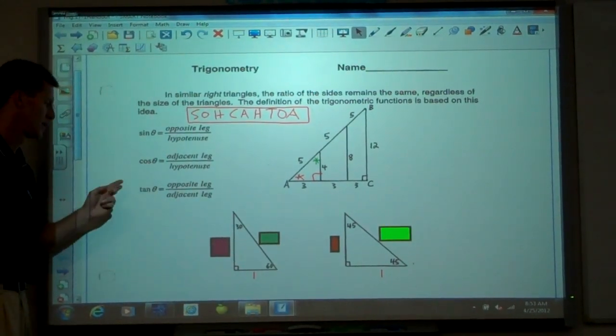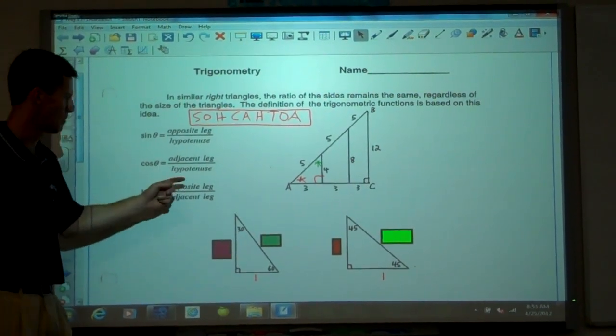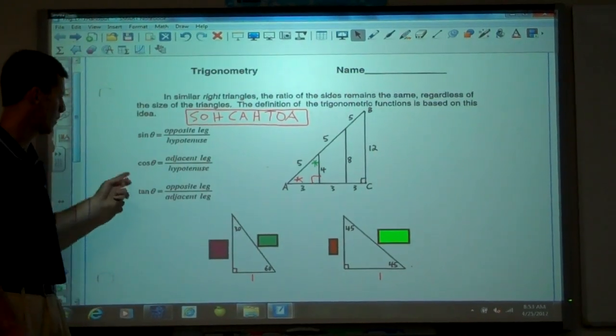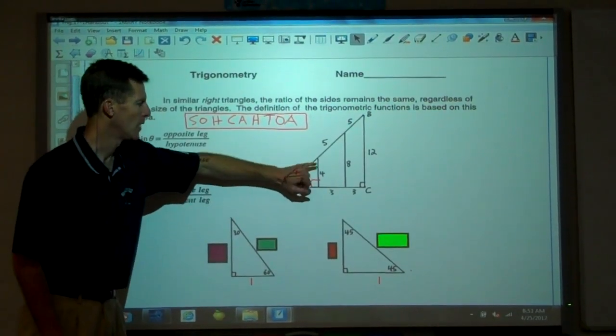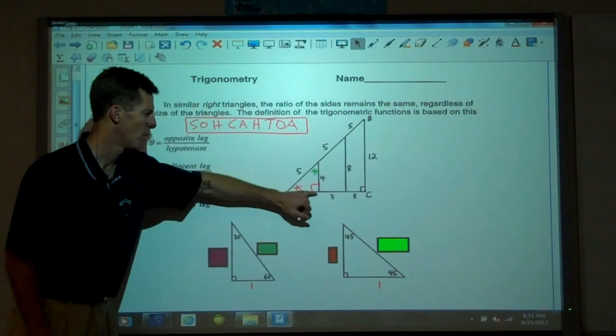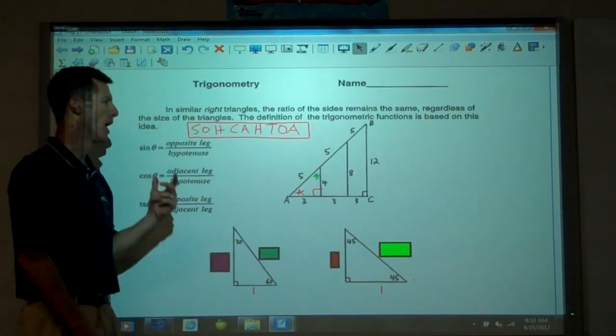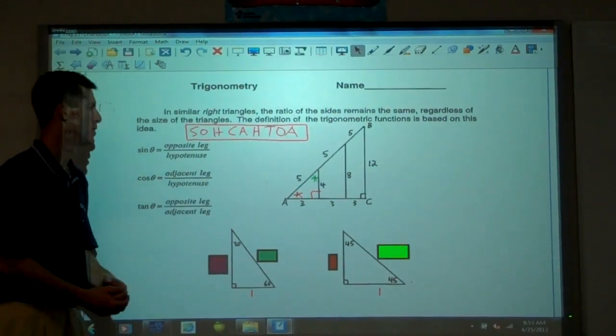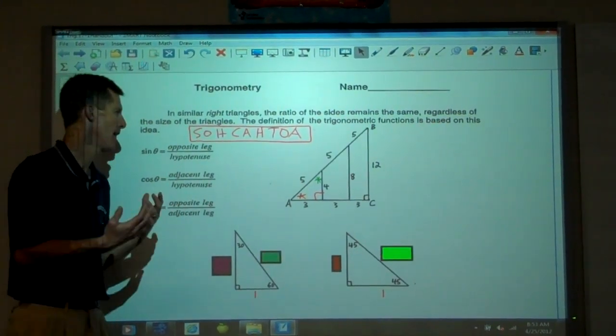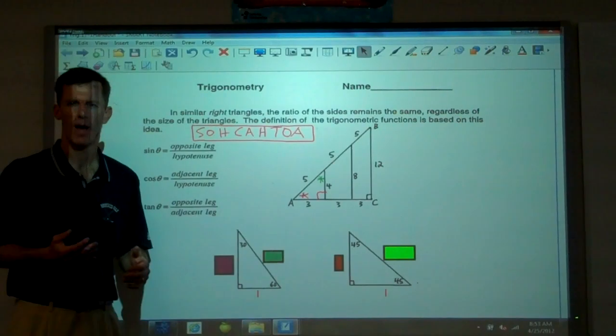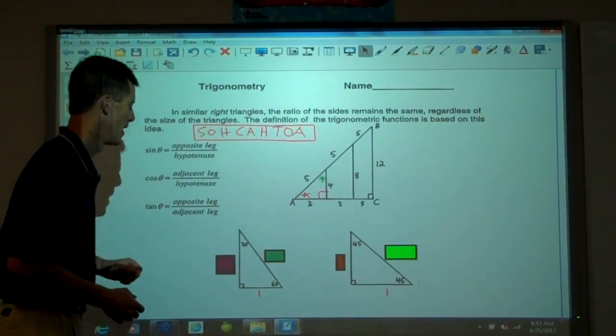Tangent of the angle is the opposite leg over the adjacent. So if I wanted to find the tangent of angle A, it would be the opposite, which is 4, over the adjacent, which is 3. An easy way to remember this is SOHCAHTOA. S-O-H-C-A-H-T-O-A. Very catchy, SOHCAHTOA.